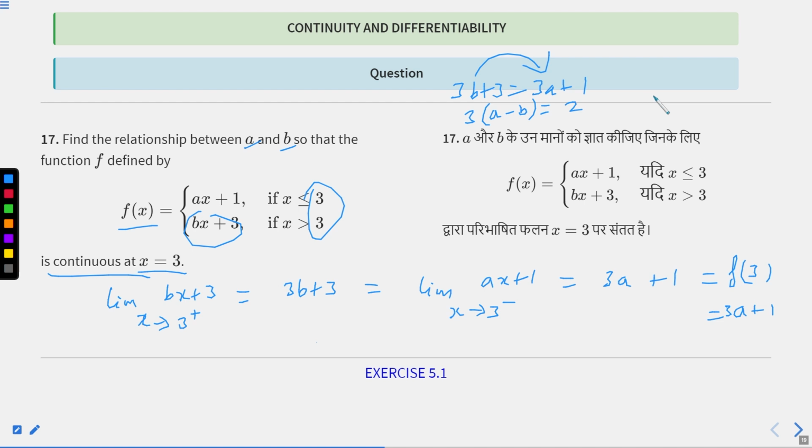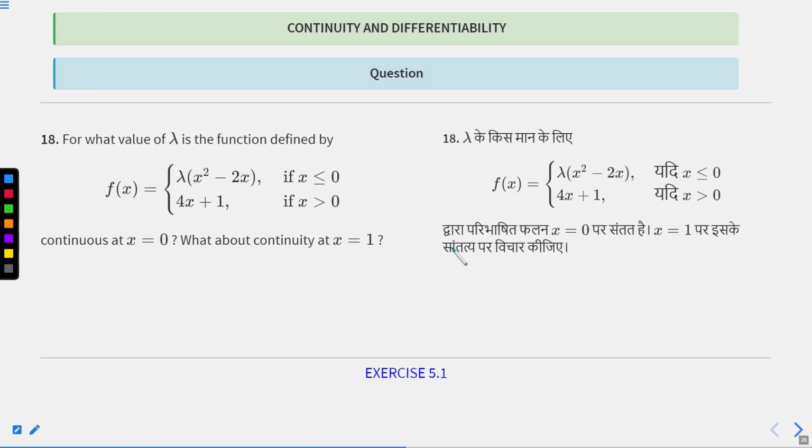Now a minus b will be 2 by 3. So your relationship between a and b, for f to be continuous at x equals 3, will be like this. Let us move to the next problem, problem number 18. We have to find the value of lambda such that it is continuous at x equals 0.